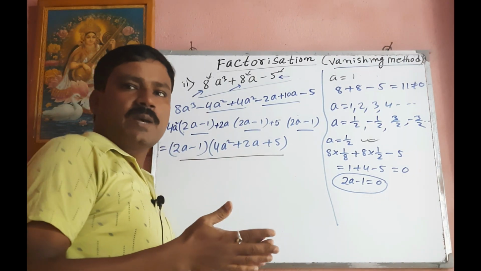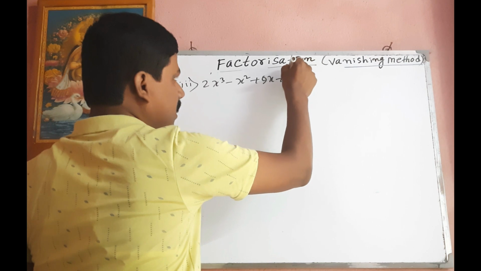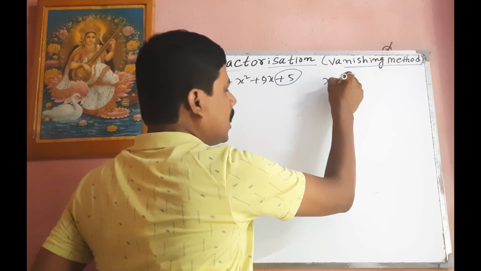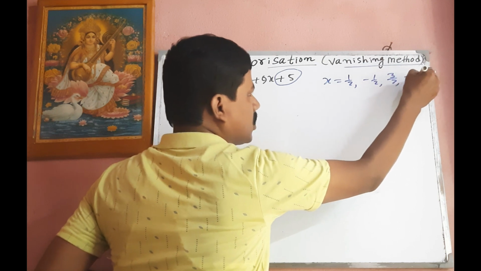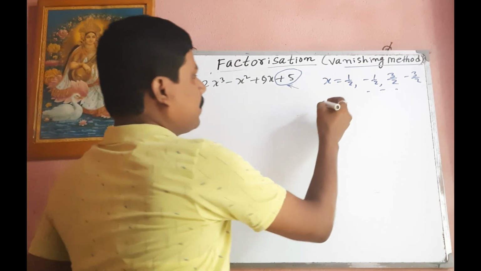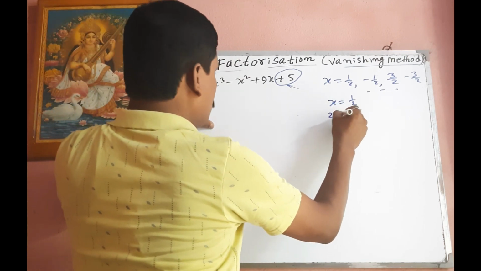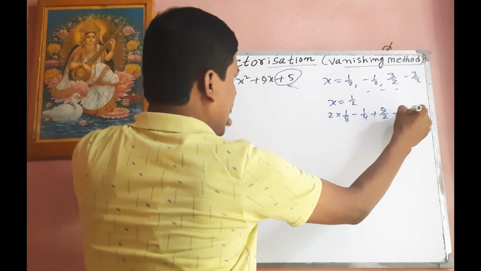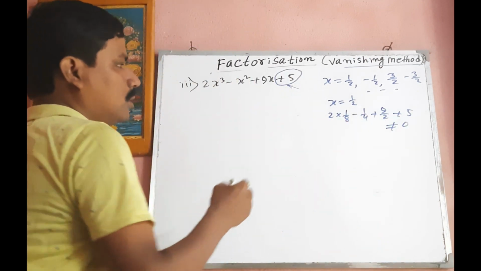Now we move to the third example of the day. We are discussing the third example of the day. Generally plus 5 is there. When plus 5, the odd number, is there, then the value of x will be half, minus half, 3 by 2, minus 3 by 2 and so on. So if we think x is equal to half, then we get 2 into 1 by 8 minus 1 by 4 plus 9 by 2 plus 5.